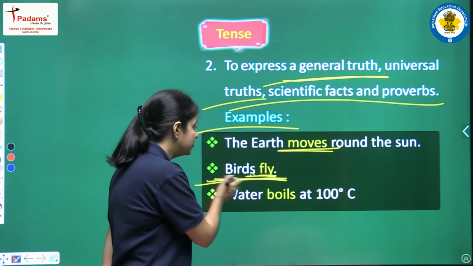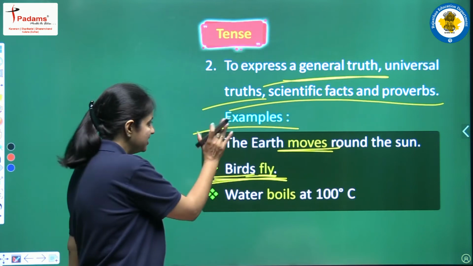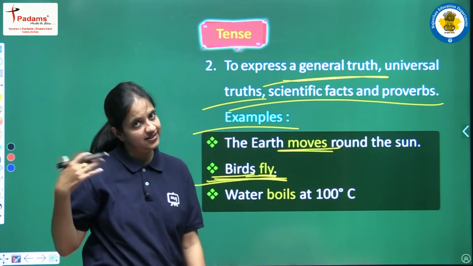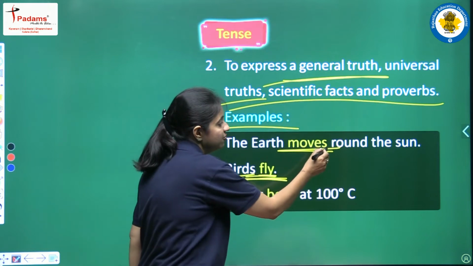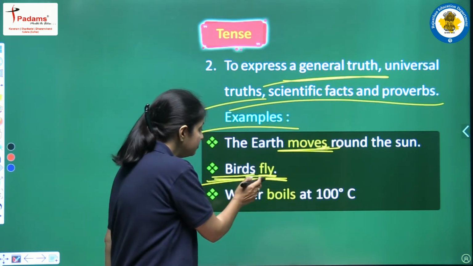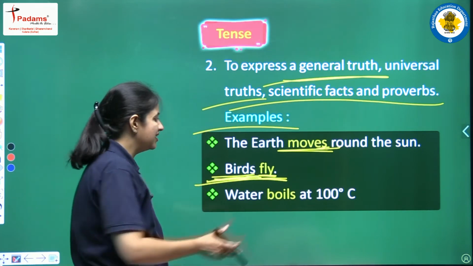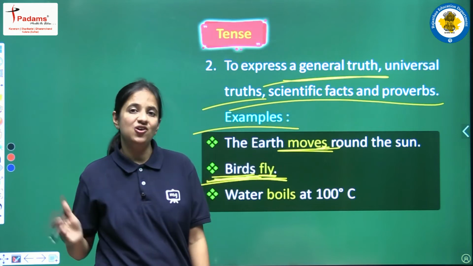Because we are having birds, we are having a plural subject, right? So in this sentence we are having earth, that is a singular subject, and this was the reason we added s here. But in this sentence we are having a plural subject, we are having birds, and this is the reason we are writing only fly, we are writing only the main verb.